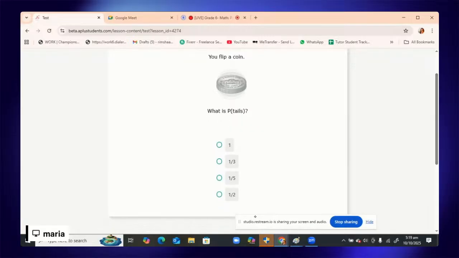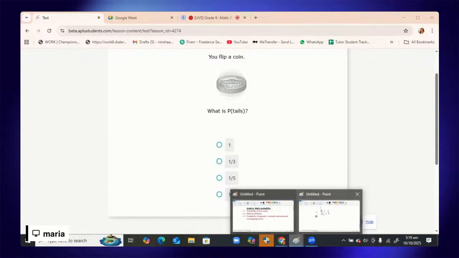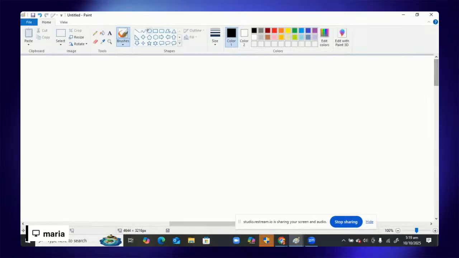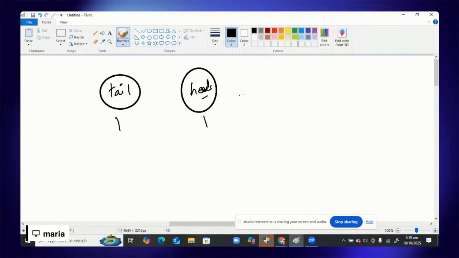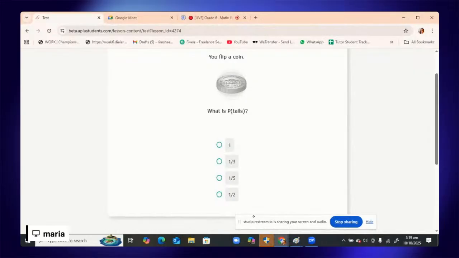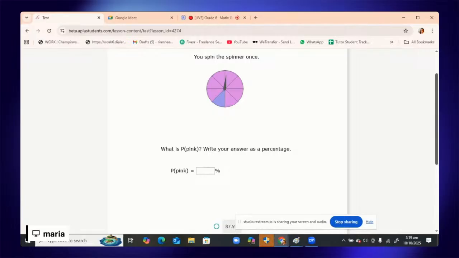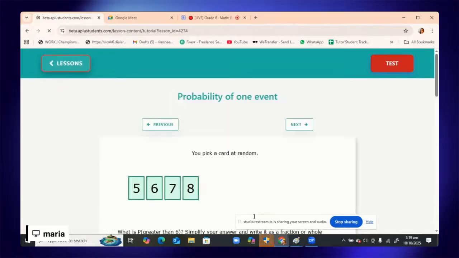You flip a coin. What is the probability of tail? When you flip a coin, we already solved this question. When you flip a coin, there are two possibilities. One is for head, one is for tail. Because this is one side of the coin, this is the other side of the coin. So there are only two kinds of outcomes, one head and one tail. So the total is 2, and for tail it's 1. So it's 1 by 2. We already solved this question, that's why I'm not solving it again. Hope you guys understand this lesson.